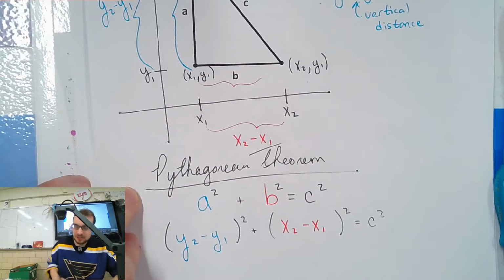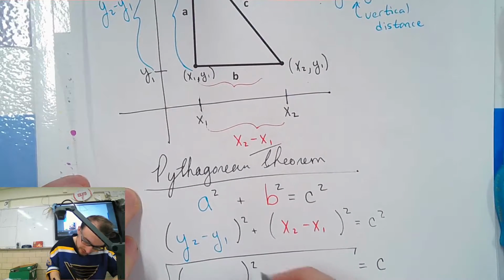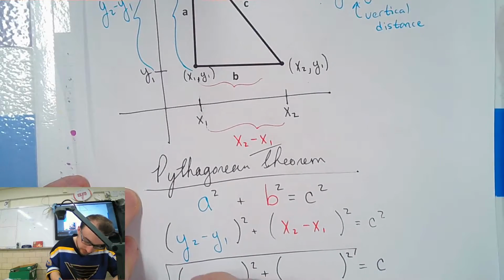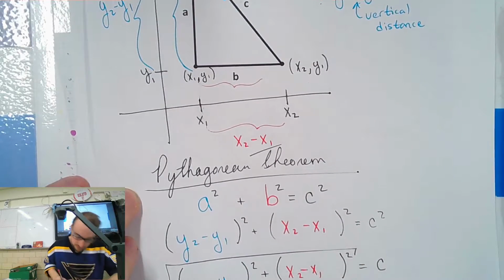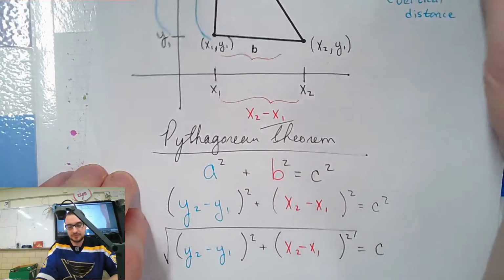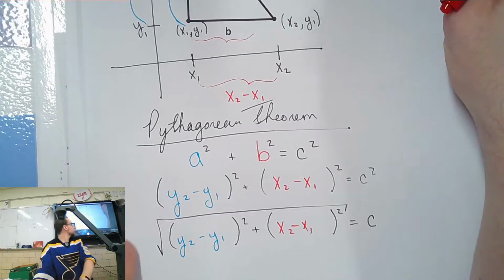And then I root it to get C on its own. So I'm going to write that again, but rooted. And that's my little proof of the distance formula. That's where it comes from. Horizontal distance and vertical distance put together. It's going to be the length of the diagonal put together through Pythag.